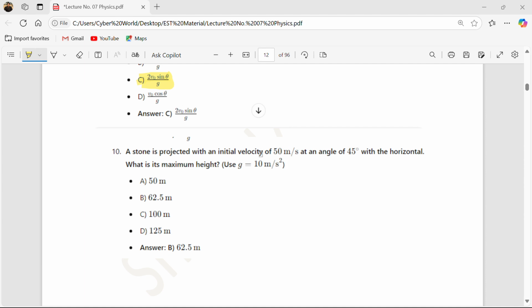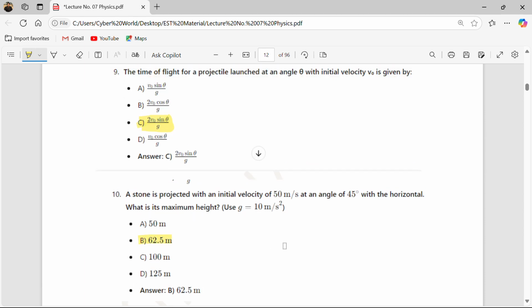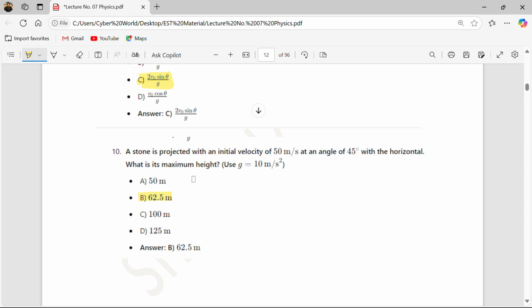The initial velocity is given, which is v, so v square. It becomes 50 square multiplied by sine square 45 divided by 2 multiplied by 10, because in the denominator is 2g. The answer you got is 62. So you can find it from this. The formula of time of flight and the formula of maximum height, you keep remembering. These are very important.